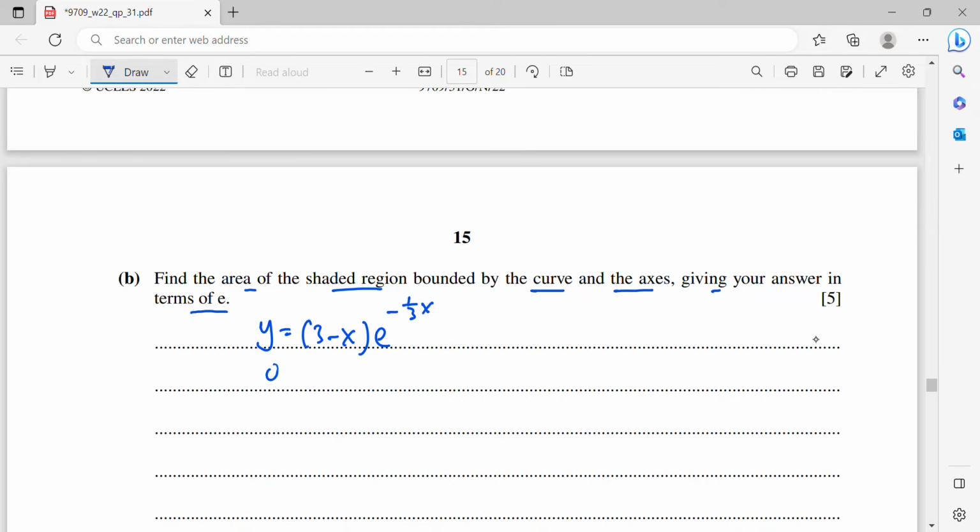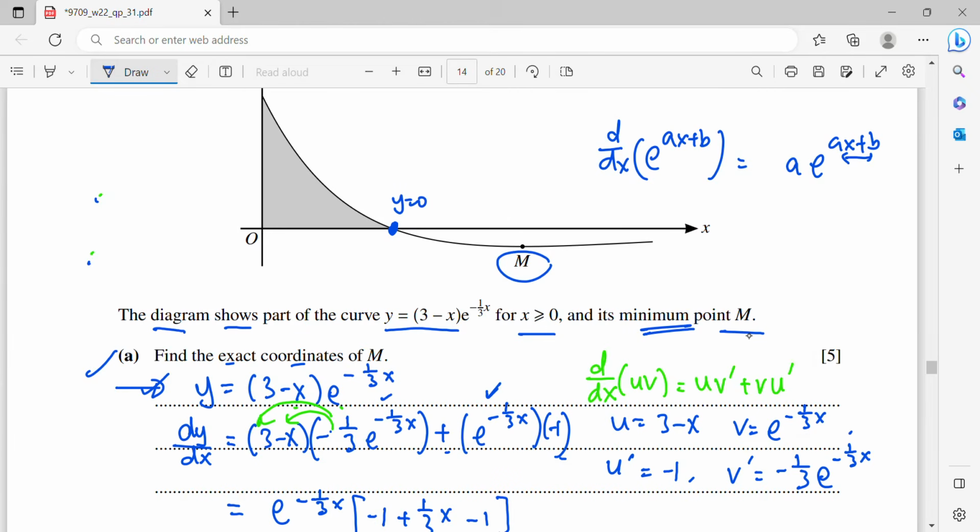So when y equals 0, you will be getting 3 minus x times exponential of negative 1/3 x equals to 0. So again, e cannot be 0. Therefore, 3 minus x equals to 0. Hence, I get x equals to 3, which means this point is 3.